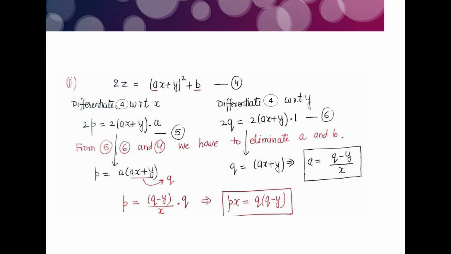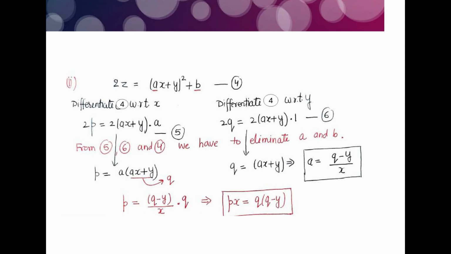So differentiate equation number 4 with respect to x. We have equation number 5, 2p equal to 2 times (ax plus y) into a. Differentiate equation number 4 with respect to y. Then we have 2q equal to 2 times (ax plus y) into 1, that is equation number 6. Now we have to eliminate a and b from these three equations, 4, 5 and 6. So just have a look.